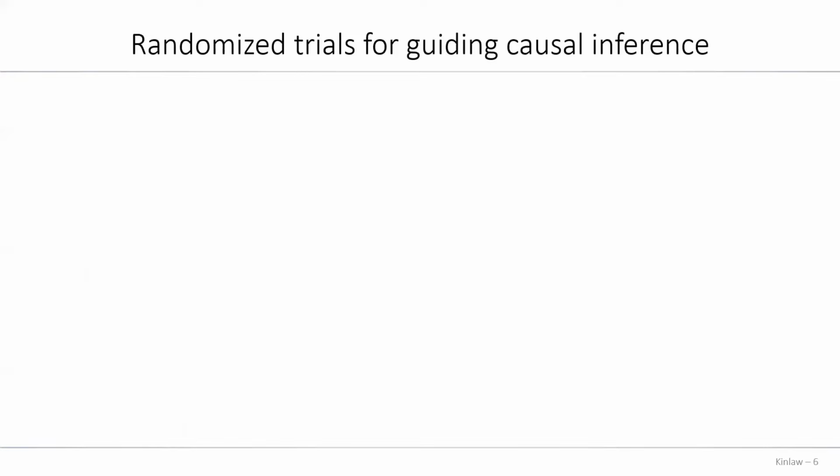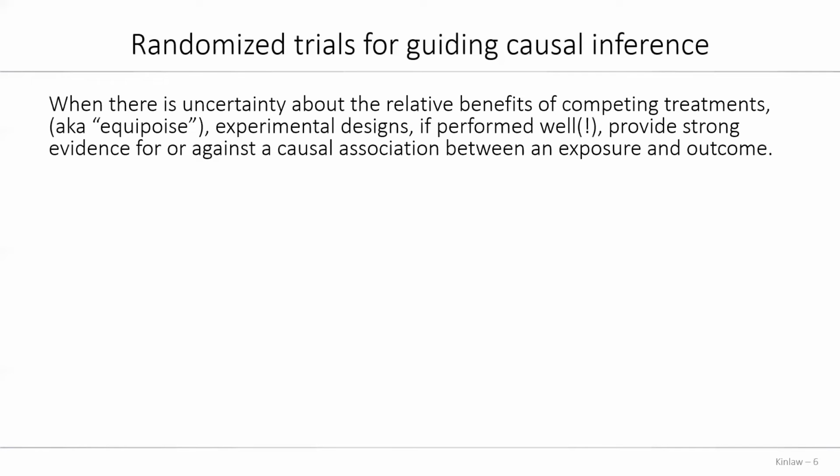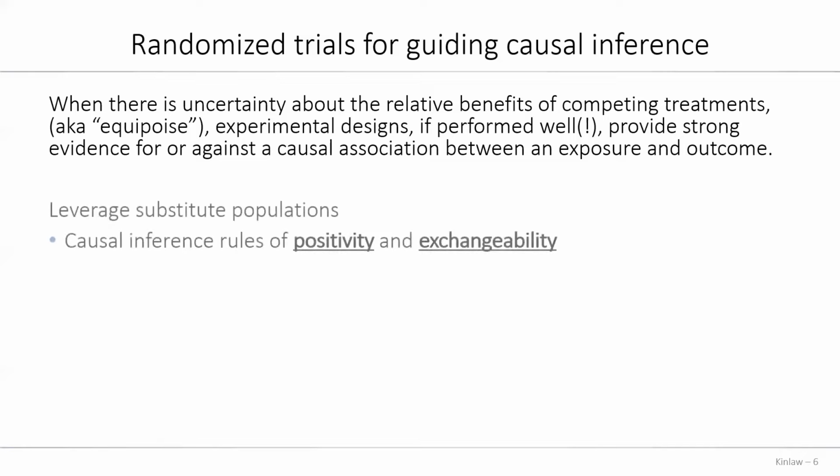One undeniable fact is that randomized trials are one of the best types of study designs for establishing knowledge or providing evidence of causal associations. When there's uncertainty about beneficial treatments, which we refer to often as equipoise, experimental designs like randomized trials, if performed well, can give us extremely important insights that we could not garner in many observational settings.